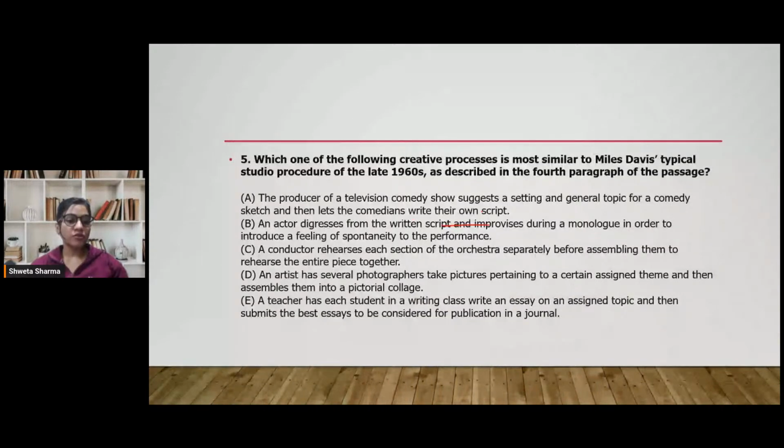So even if you look at this, the producer of a television comedy show suggests a setting and general topic for a comedy sketch and then lets the comedians write their own script. It's not that they decide it. An actor digresses from the written script and improvises during a monologue. The actor moves away from the written script and improvises, changes it during a monologue.